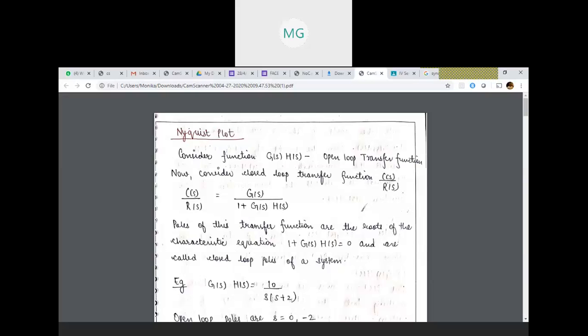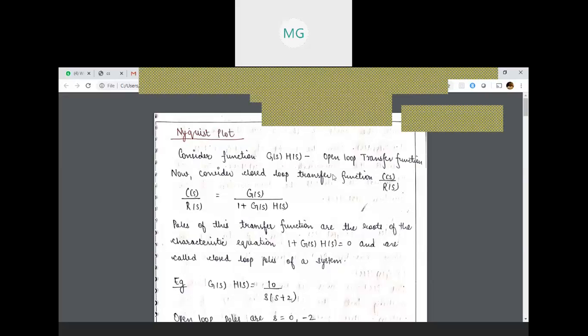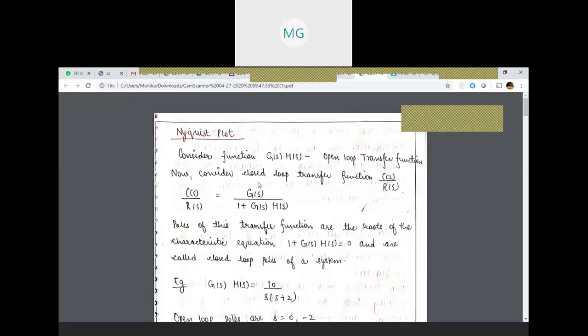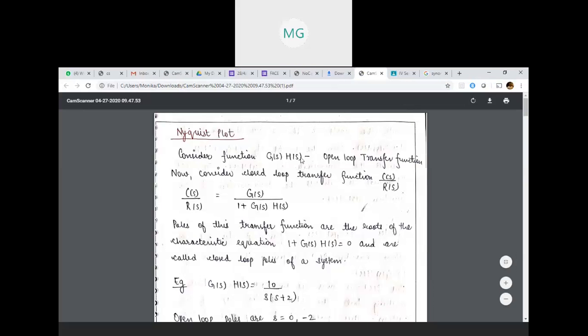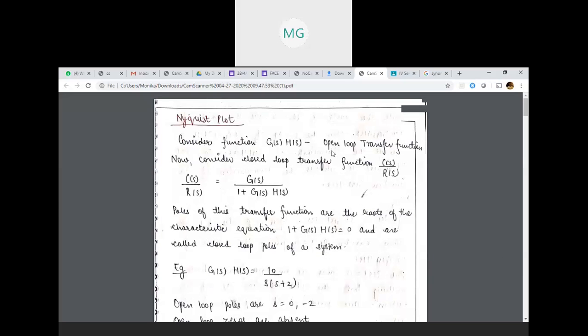Okay, so we'll start Nyquist plot. In the previous class, we had studied that if we consider a function G(s)H(s), which is the open loop transfer function, the closed loop transfer function will be G(s) upon 1 plus G(s) into H(s). The poles of this transfer function are the roots of the characteristic equation, that is 1 plus G into H is equal to 0, and are known as closed loop poles of the system.